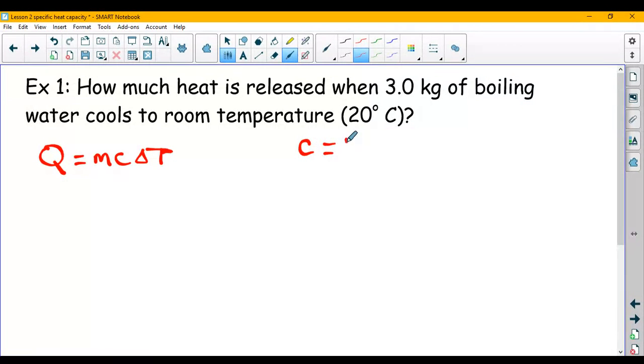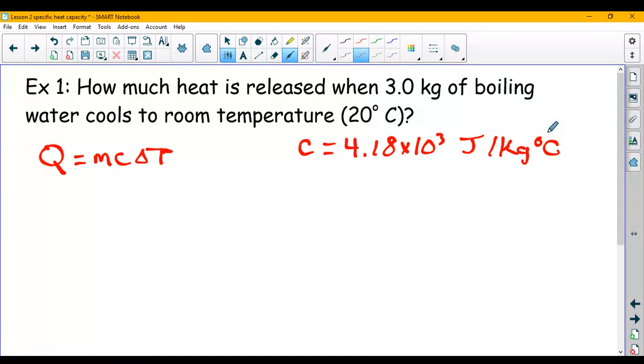You'd have to look this up. It's in your textbook, or you can find it online, but it's 4.18 times 10 to the 3 joules per kilogram degree Celsius. Because I have my mass in kilograms, my specific heat capacity needs to be the one relating to kilograms.